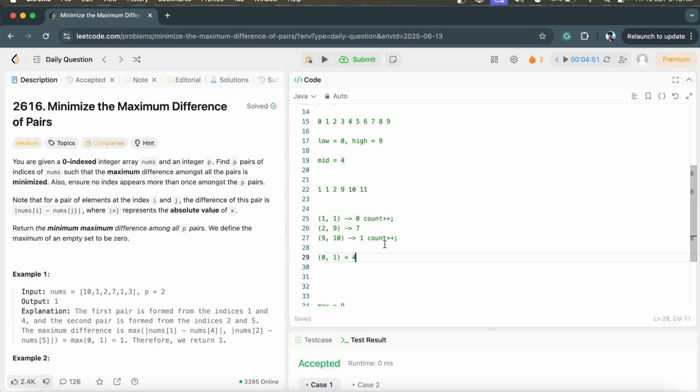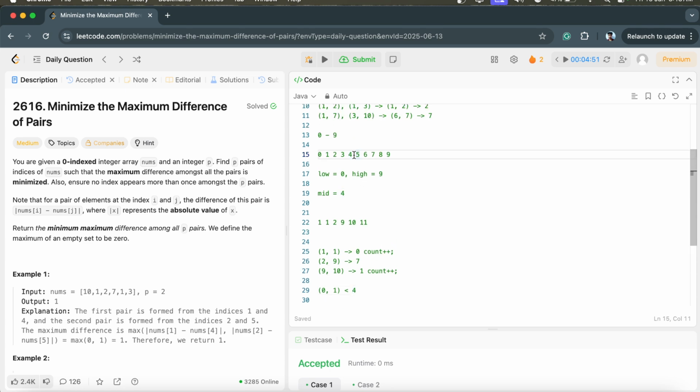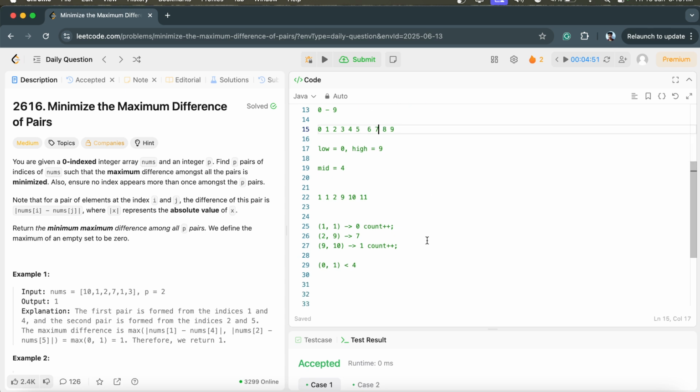The moment we realize that 4 is possible, yes, of course 5 is going to be a possible answer, 6 is going to be a possible answer, 7 is a possible answer, and 8, 9, all these values will be possible answers, because see this pair whatever we got here, they are less than 4. The moment we realize that the next possible answers 5, 6, 7 till 9 are all possible, our high is currently pointing to 9. So from 4 to 9, all these values will definitely be possible answers.